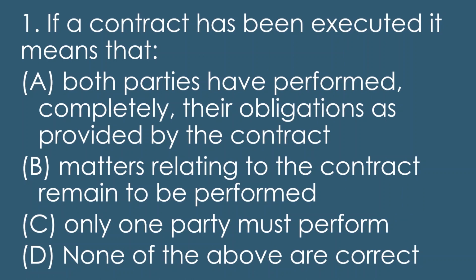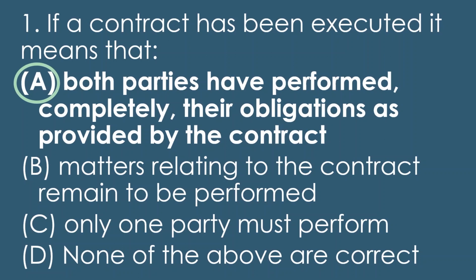One, if a contract has been executed, it means that A, both parties have performed completely their obligations as provided by the contract. B, matters relating to the contract remain to be performed. C, only one party must perform. D, none of the above are correct. Okay, so we're talking about an executed contract, not an executory contract, because executory means that it's in progress of being performed. So looking at this, the best answer is A.